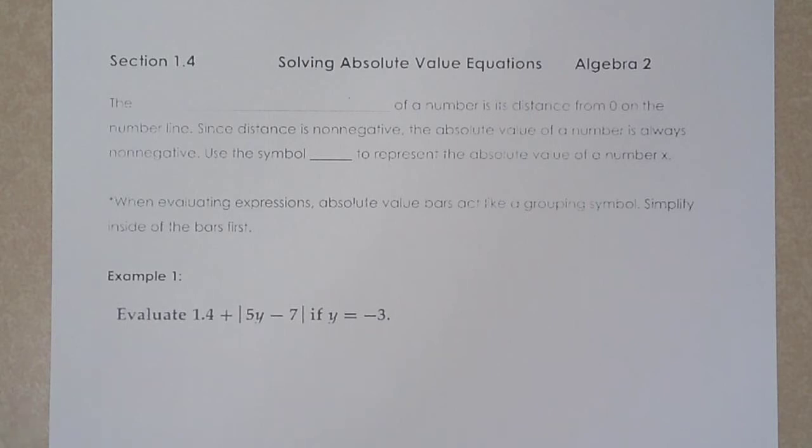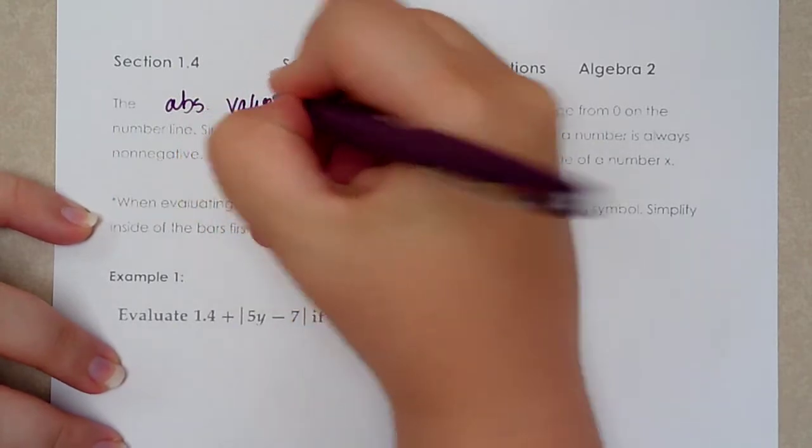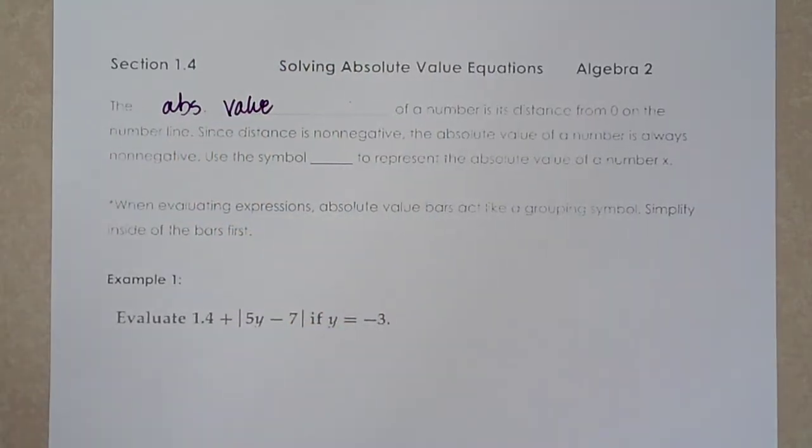We're going to be talking about solving absolute value equations. So the absolute value of a number, I'm going to shorthand here, absolute value of a number is its distance from 0 on the number line. Since distance is non-negative, the absolute value of a number is always non-negative as well, aka it's positive.